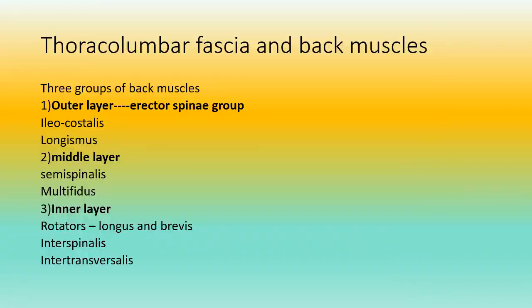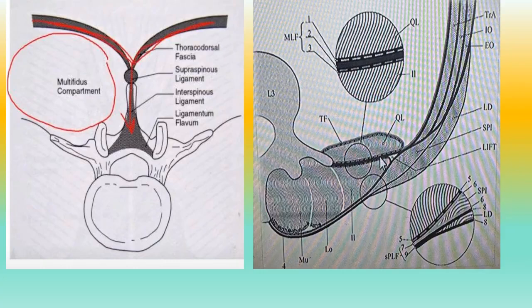Then thoracolumbar fascia and other back muscles: outer layer iliocostalis and longissimus, middle layer semispinalis and multifidus, and inner layer rotators, interspinalis and intertransversarii muscles. You all know. I'm here to tell about the fascia and how important it is, because the thoracolumbar fascia is covering this muscle group. One muscle group is here, the other muscle group is here, which is iliopsoas, and it makes the anterior and posterior compartments, epaxial and hypaxial muscles. This is epaxial muscles, and here is hypaxial muscles.